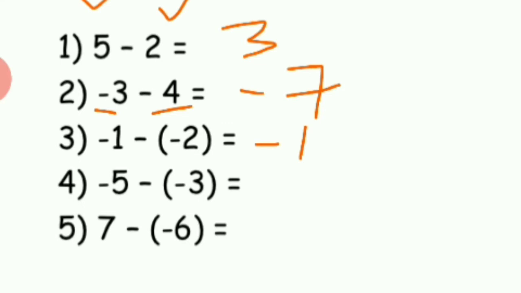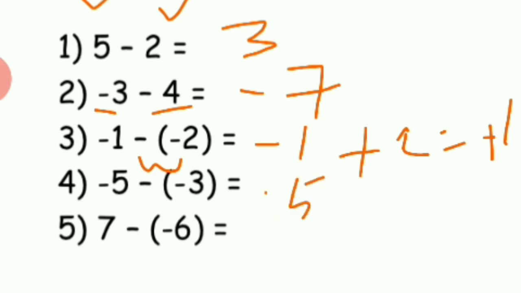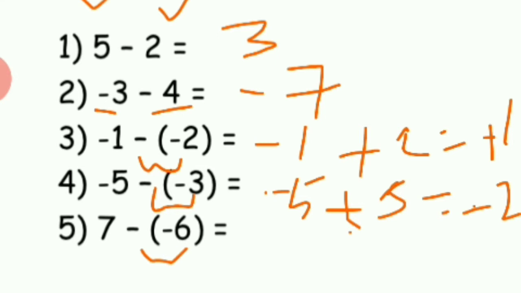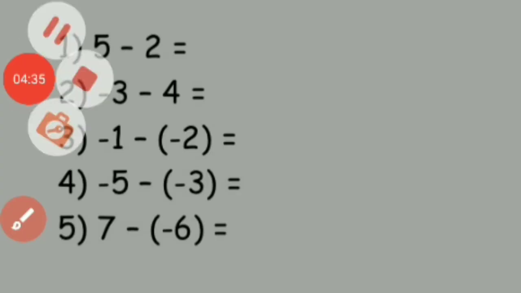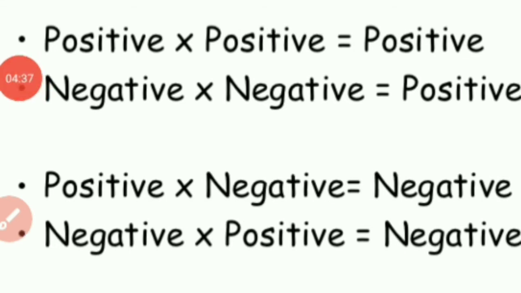So minus 1, here minus into minus will become plus, so 2. Minus 1 plus 2, so the answer is plus 1. Here also, minus 5 and minus into minus will become plus 3, so minus 2, the answer is minus 2. Here 7, minus into minus is plus, so 7 plus 6 is equal to 13. So this is the way we can solve these.